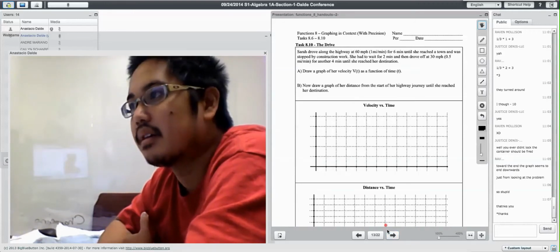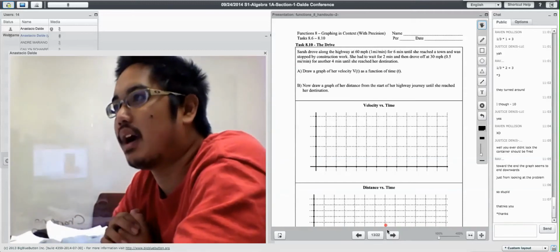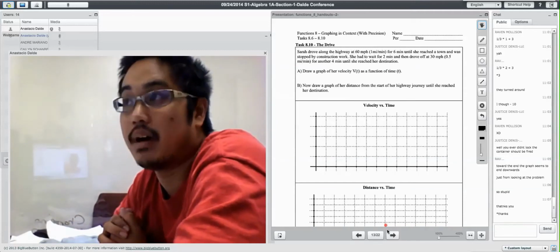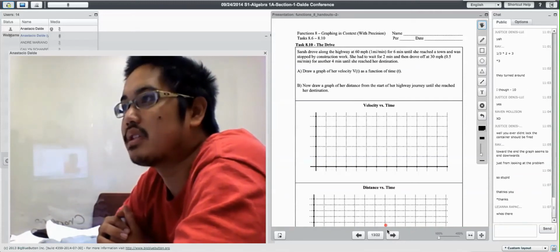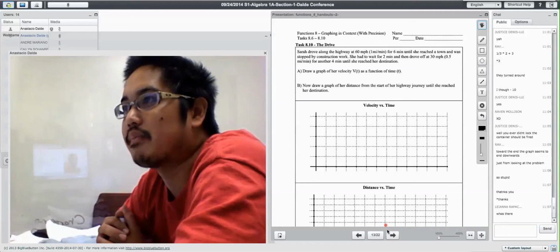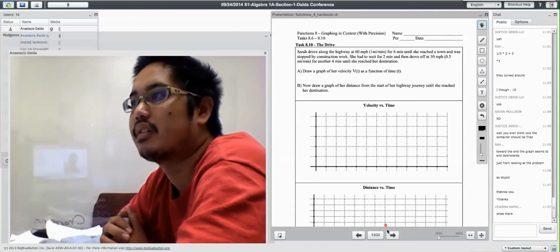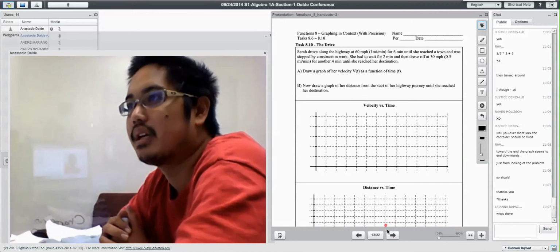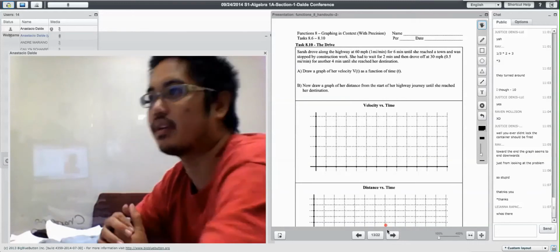Let's try this one. Sarah drove along the highway 60 miles per hour. That's 1 mile for every minute. That makes sense. For about 6 minutes until she reached a town that was stopped by construction work. She had to wait 2 minutes until she drove off at 30 miles per hour for another 4 minutes until she reached her destination. Draw the graph of her velocity versus time graph. Ooh, I like these problems.